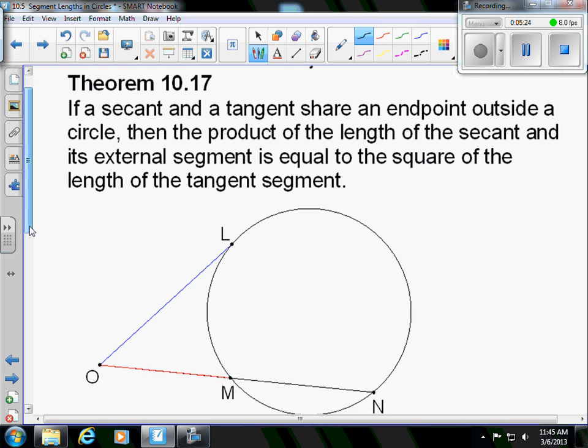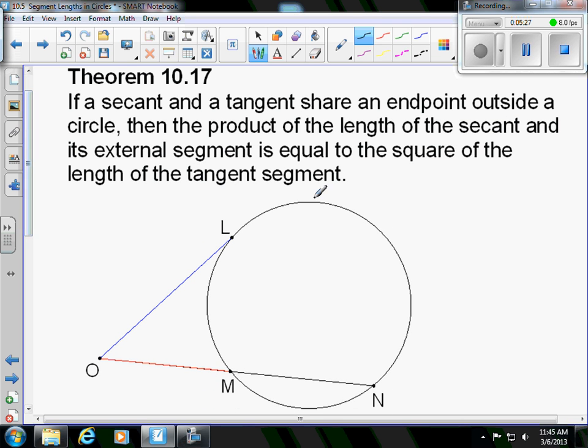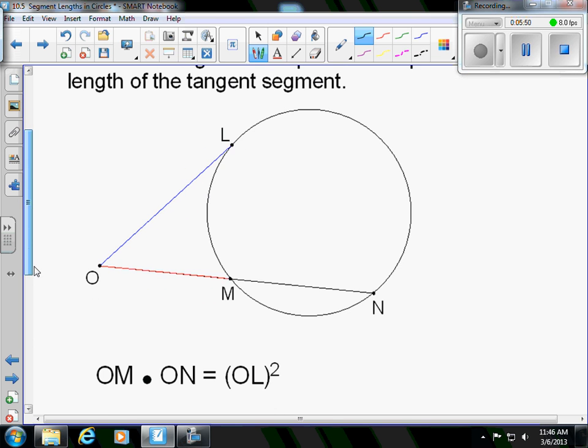If a secant and a tangent share an endpoint outside a circle, so here your secant is ON, your tangent is OL. Then the product of the length of the secant and its external segment, which is here in red, is equal to the square of the length of the tangent segment. So in other words, OM times ON is equal to OL squared.